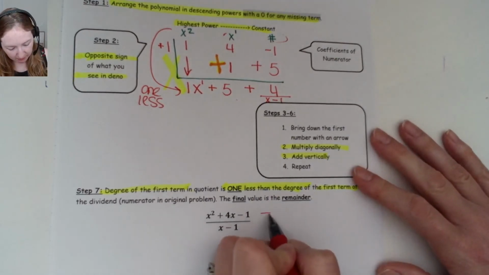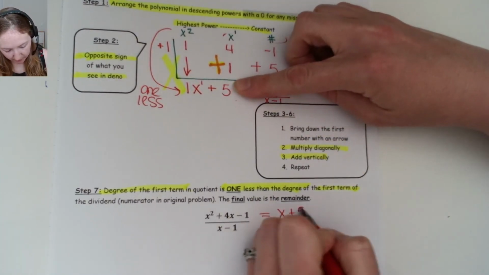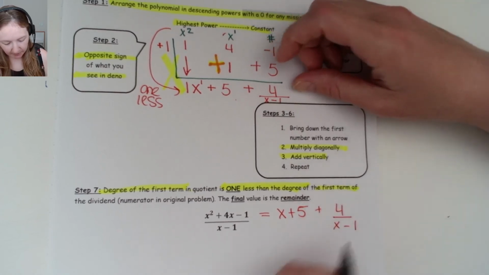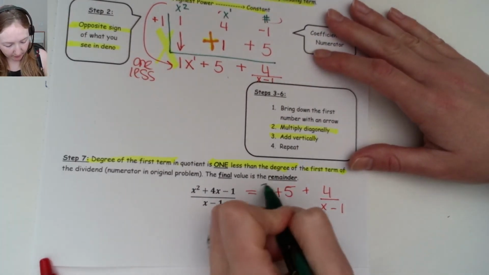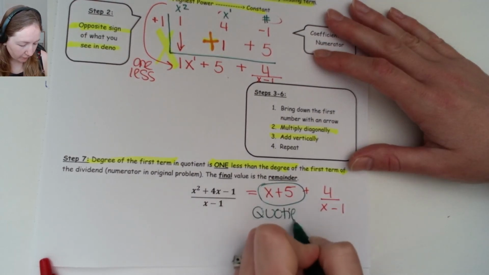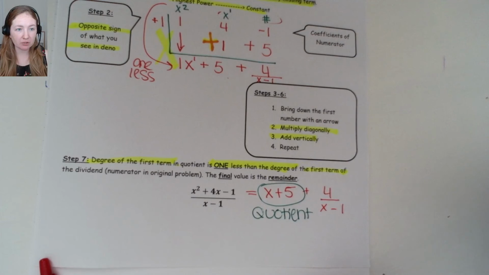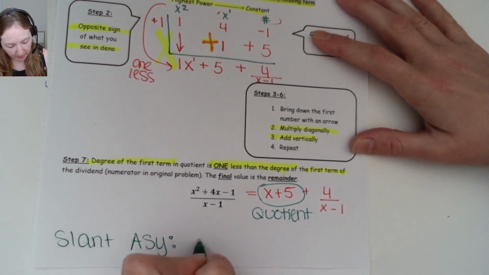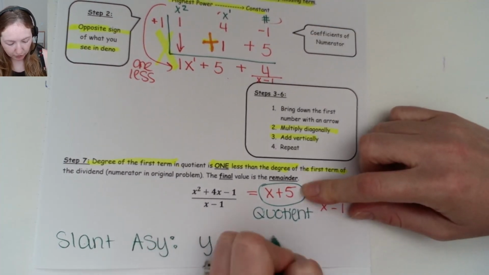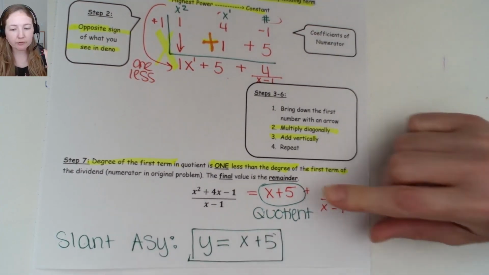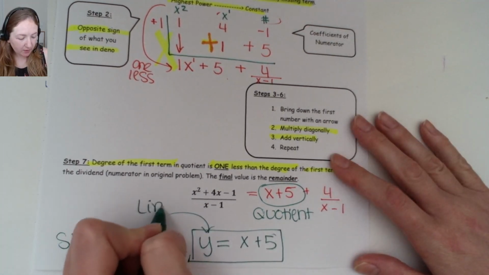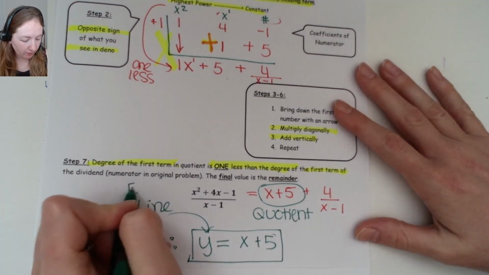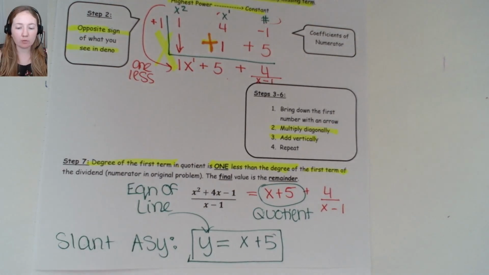So at the end of the day, this is going to become x plus 5 plus 4 over x minus 1. The x plus 5 is our quotient, and the 4 over x minus 1 is our remainder. As x goes out to infinity, that would go to 0. So if this question had asked for a slant asymptote, we would simply say that the slant asymptote is y equals that quotient. Keep in mind you do need a y equals because you are describing a line, so you need to have an actual equation of a line, and an equation of a line would be y equals something.